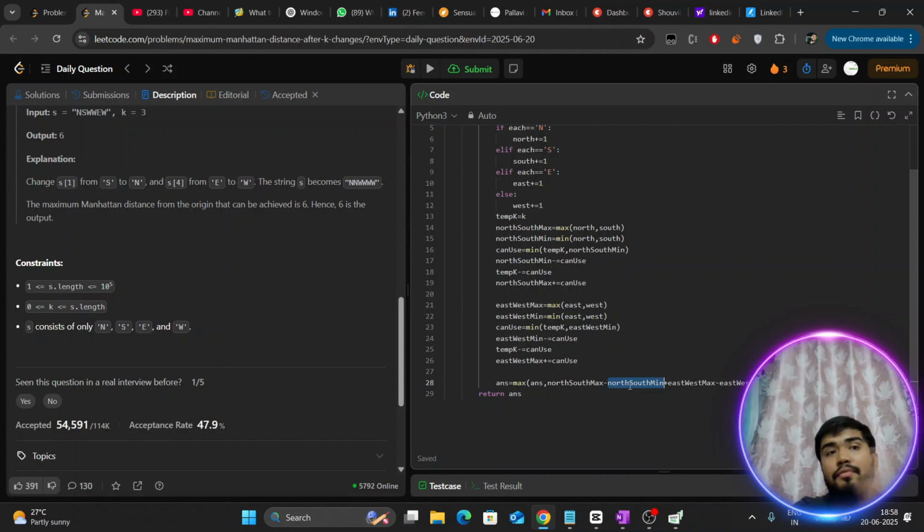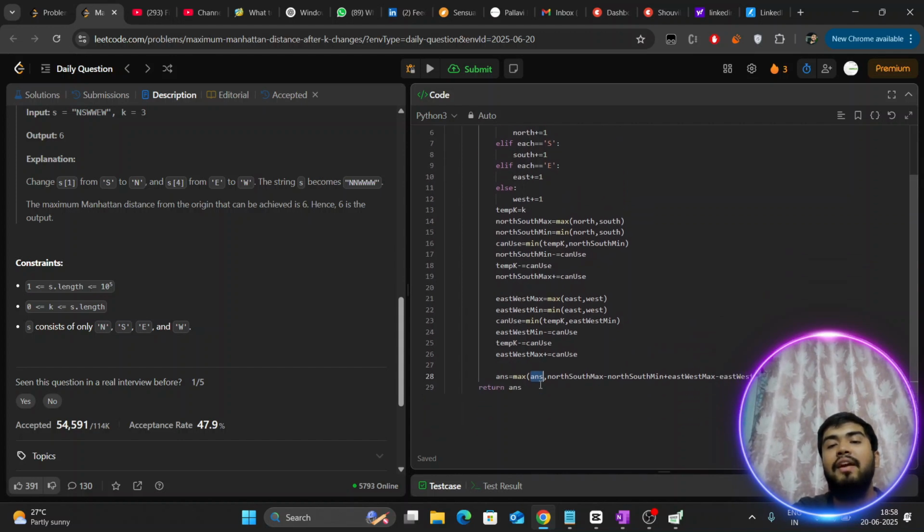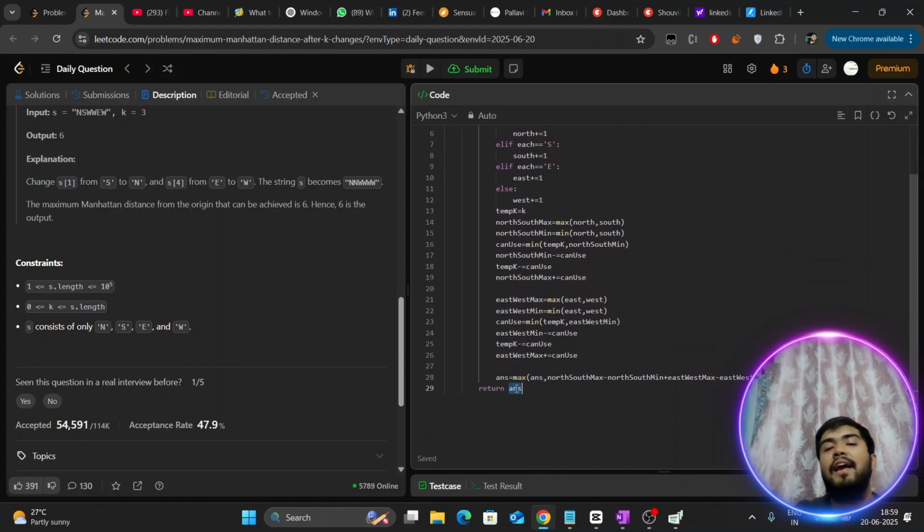What is the contribution to my y-axis? It is nothing but east to west max minus east to west mean. So I have taken them all and I am maximizing them to my answer. Yes, that's exactly what I am doing. And finally I am returning my answer. Yes, this is the game guys I am only playing.